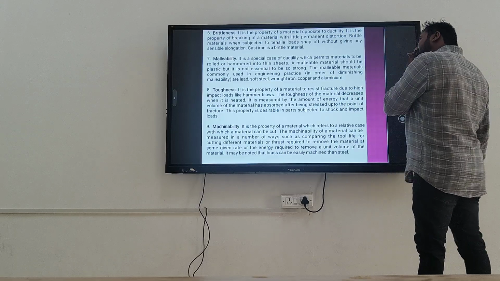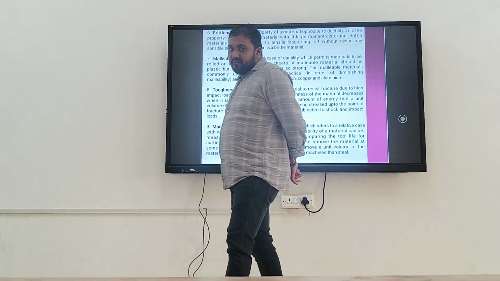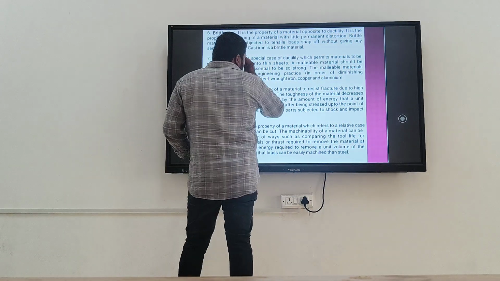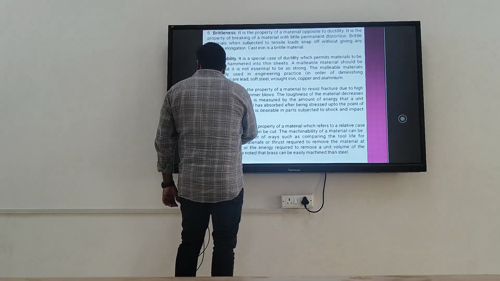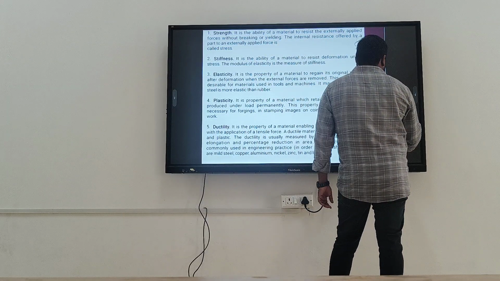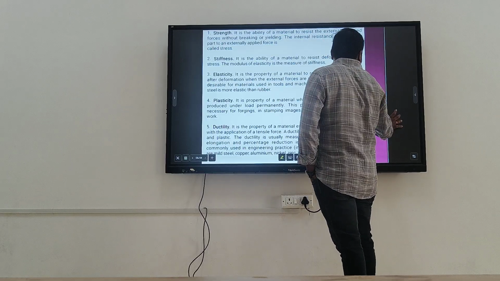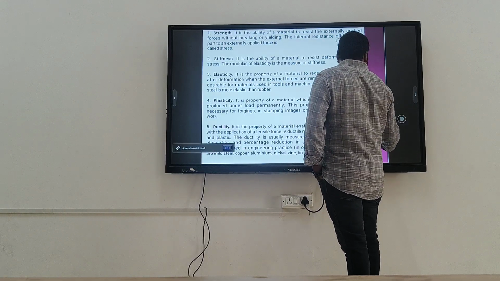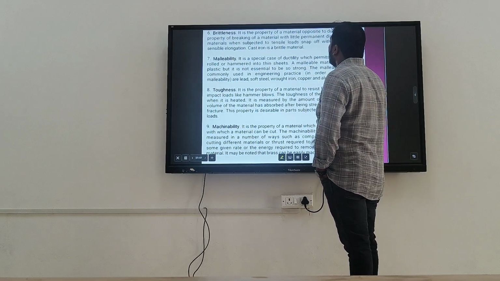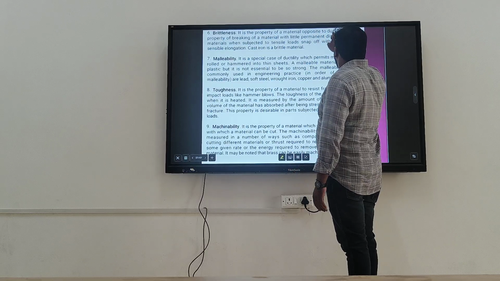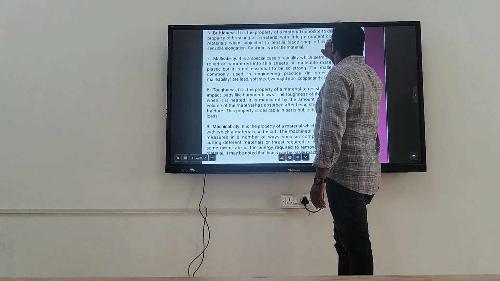And brittleness. Brittleness is the property of a material opposite to ductility. Ductility means strong, brittleness means weak, or it might be brittle. It is the property of a breaking material. It is the property of a material opposite to ductility. It is the property of breaking of the material with little permanent distortion.